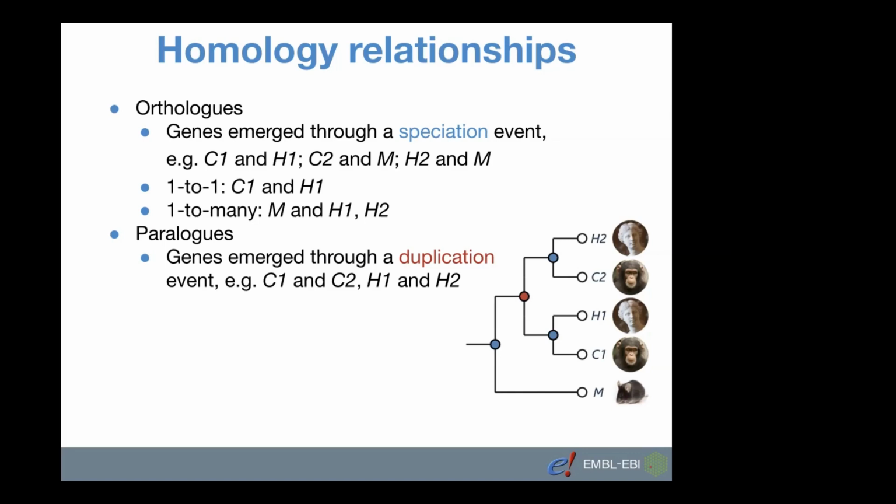We can also distinguish between-species paralogs. So for example, C1 in chimp will be paralogous to H2 in human, as these are defined by the event that caused them to diverge rather than the species. And you can see that C1 over here and H2 over here have also diverged through duplication.